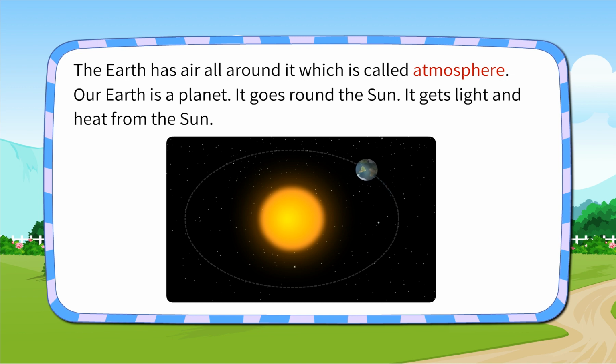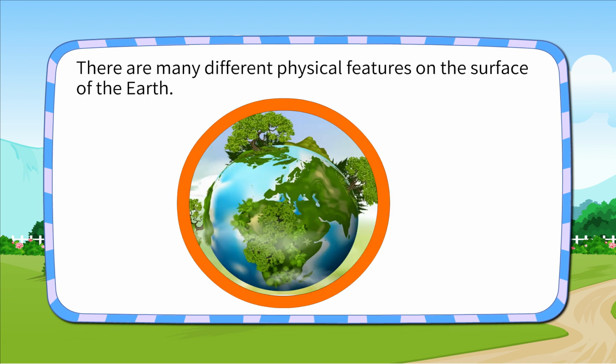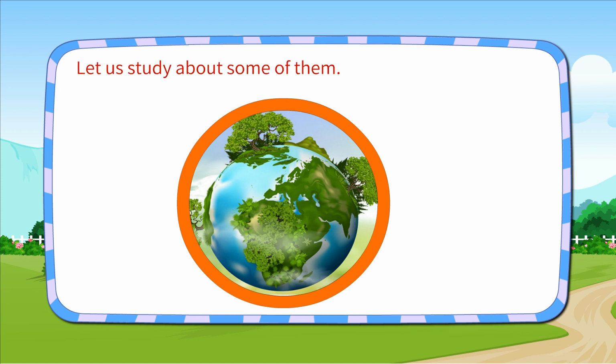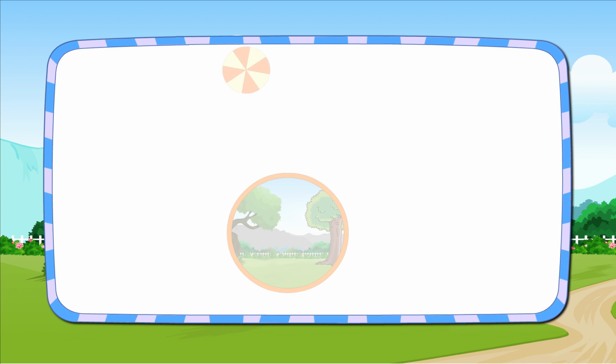Our Earth is a planet. It goes around the sun. It gets light and heat from the sun. There are many different physical features on the surface of the Earth. Let us study about some of them.